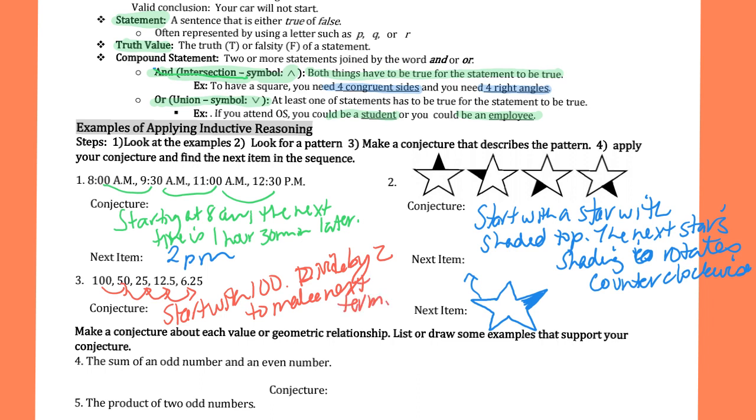Okay, so you divide by 2 to get to the next term. So what would it be to get to the very next item? Well, you divide the last term you see by 2 and you get 3.125. So the next one here would be 3.125. Okay, so again, inductive reasoning: look at the pattern, summarize what it is, start with this and tell what you would do to get from one term to the next, and then you can provide the last term.